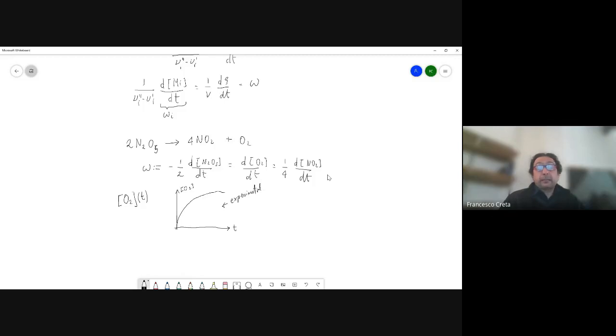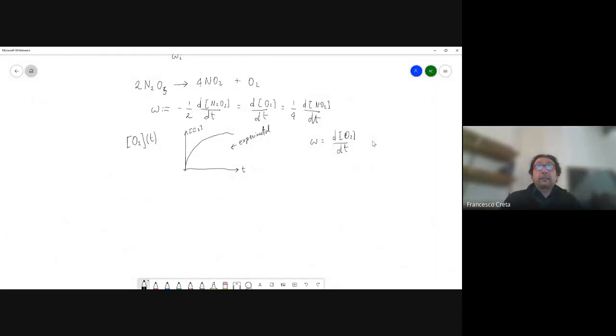Now, we know also that the rate of reaction, omega, is exactly equal to the time derivative of this. And in fact, the time derivative of oxygen is minus a half the time derivative of nitrogen pentoxide. So by measuring O2 experimentally, I can even derive the rate of change of nitrogen pentoxide, because it's minus twice the increase of O2. So I take this function here and multiply it by -2, something like this, and this would be N2O5.